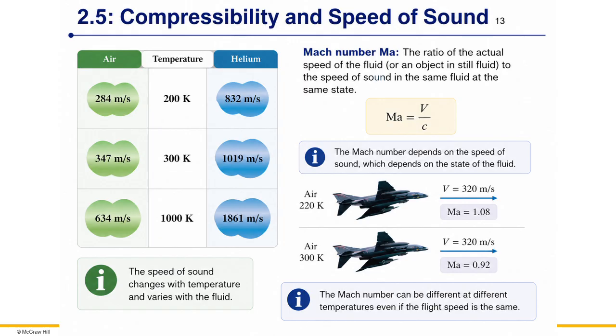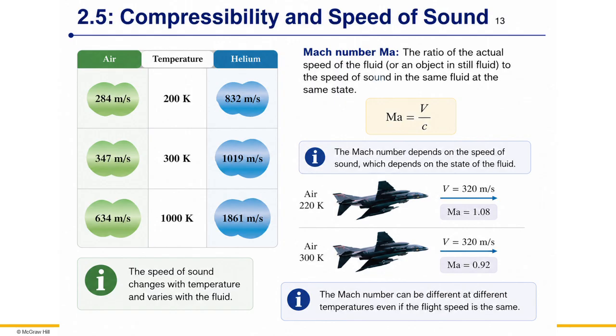Again, we will define something called Mach number. Mach number is the ratio between the actual speed of the object and the speed of sound in that fluid. So Mach number is denoted using Ma. Ma is equal to V by c, where V is the actual speed and c is the speed of sound in that fluid.